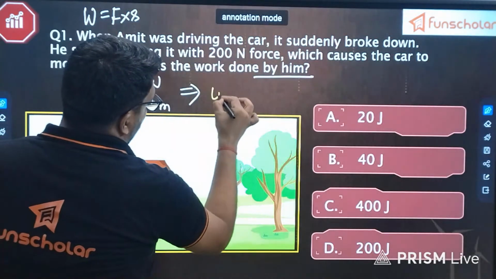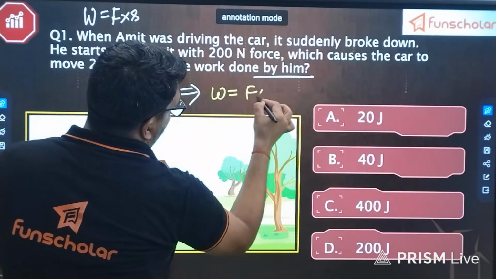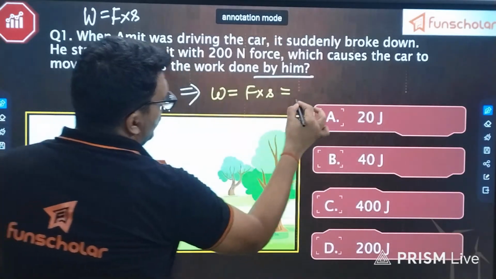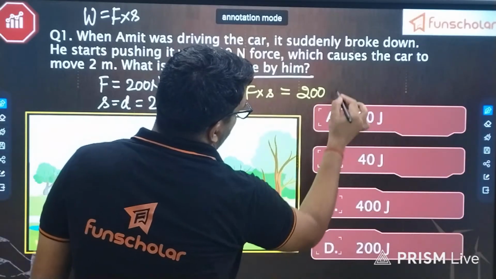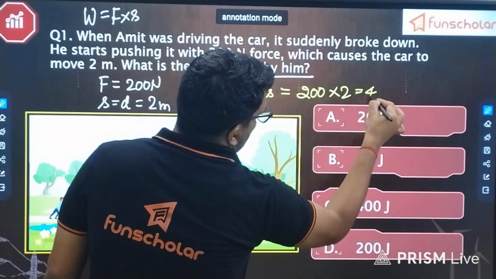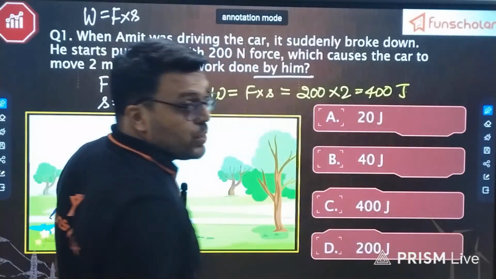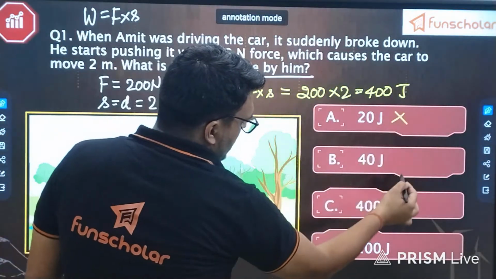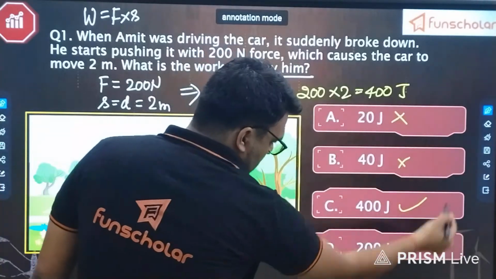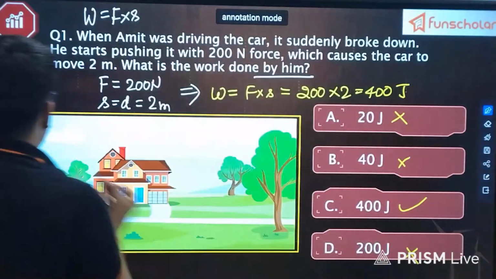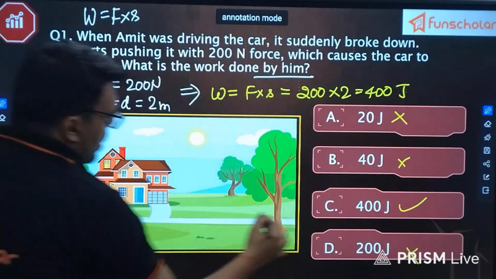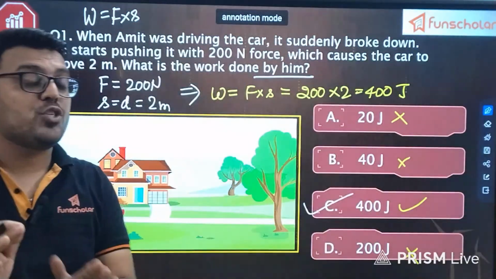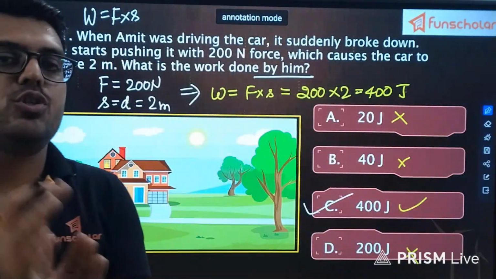Work is equal to F into S, that is 200 into 2, that is going to be 400. The SI unit is joule. So let us check. This is not going to be the answer. This is not going to be the answer. This is the answer. This is also not going to be the answer. So the final answer from our perspective should be option C, 400 joules.